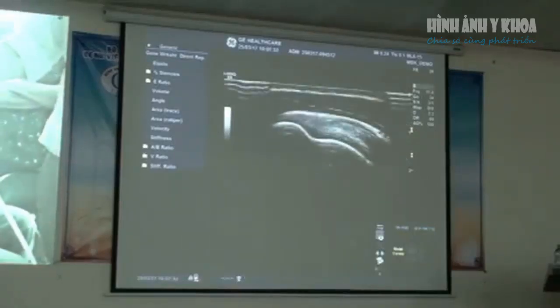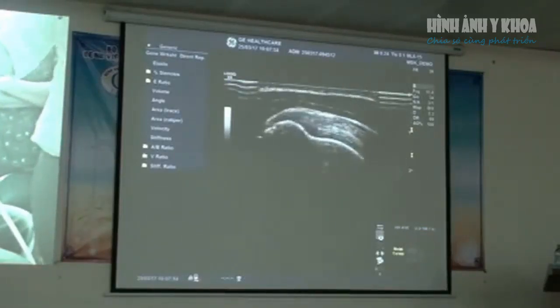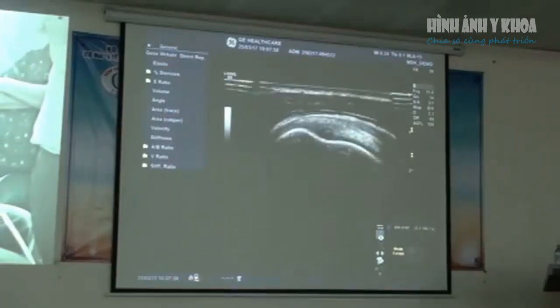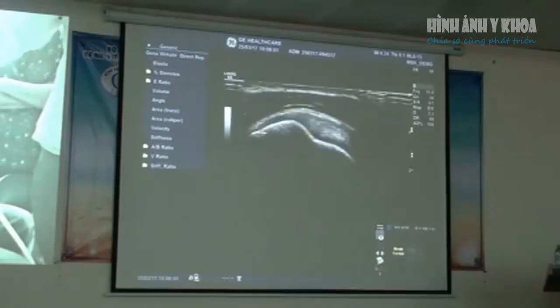So what we need to do is make sure that is not tendinosis, it's anisotropy. So we just need to rotate the probe and heel and toe it just to try and fill in those fibers.